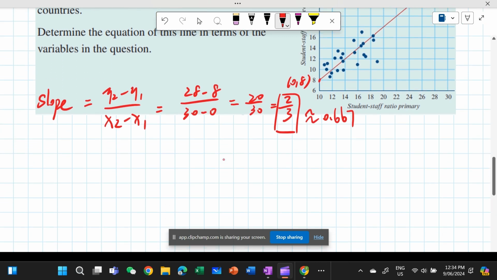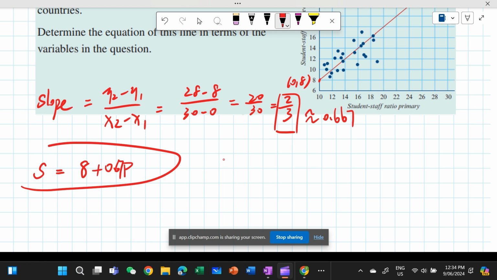And another one will be to use another point to figure out our a, which is using (0, 8). So we can say your line, where we say secondary is S and primary is P: S equals 8 plus 0.67P. So that is your equation.